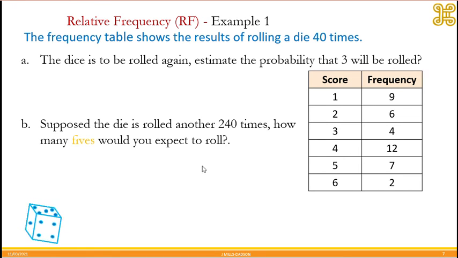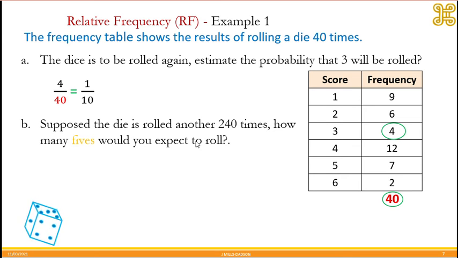This is the outcome from 40 rolls. Now the die is supposed to be rolled again, and we need to predict the probability that it will land on 3. Now all we need to do is that previously from our previous experiment, how many times did we land on 3? It is 4 times. Out of how many times? 40. So to work out the probability that it will land on 3, it's just 4 out of 40, which is the same as 1 over 10. We call it relative frequency. We relate the frequency of each outcome with the overall frequency.